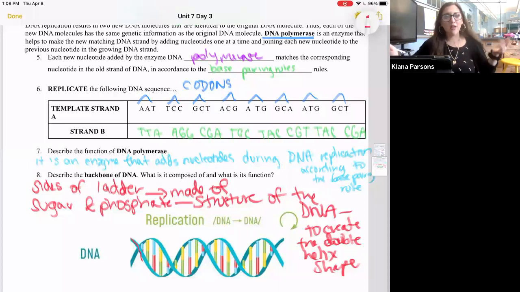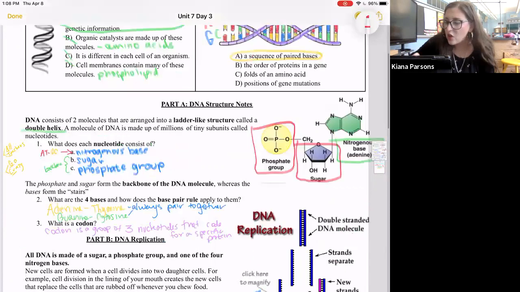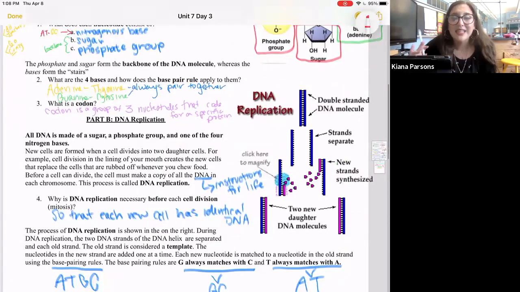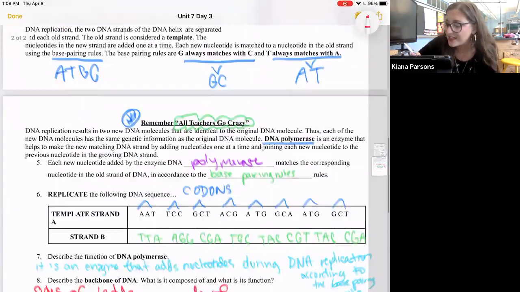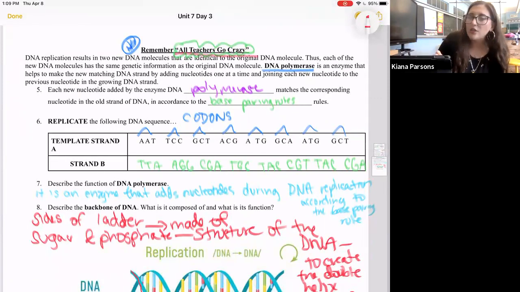All right, so that is all I have for you today. Today's aim was, what is DNA composed of and how does it replicate? We talked all about DNA structure. Remember, DNA is made of a nitrogenous base, a sugar, and a phosphate group. And we talked a bit about DNA replication, which we're going to talk even more about in the coming days of this unit. But don't forget that DNA base pairs are paired according to the rule, all teachers go crazy, ATGC.